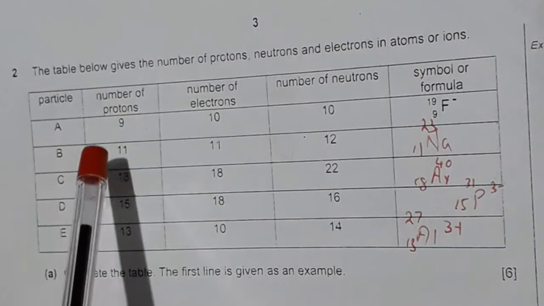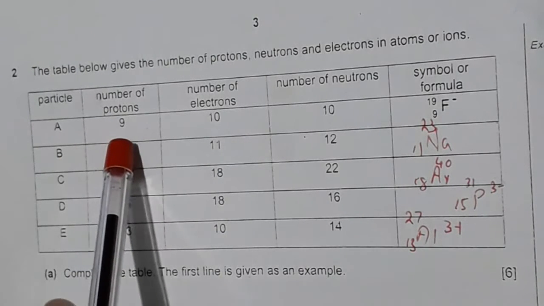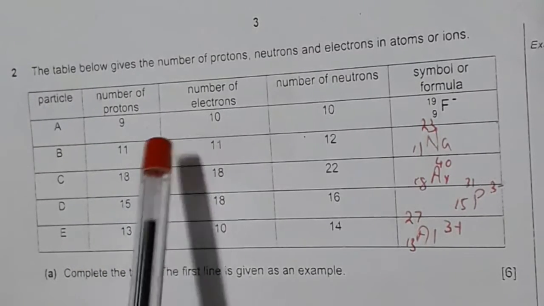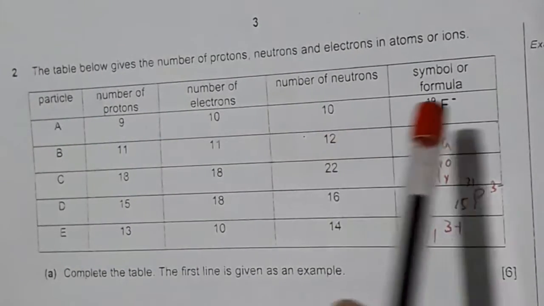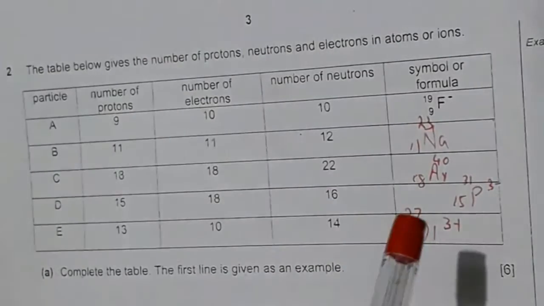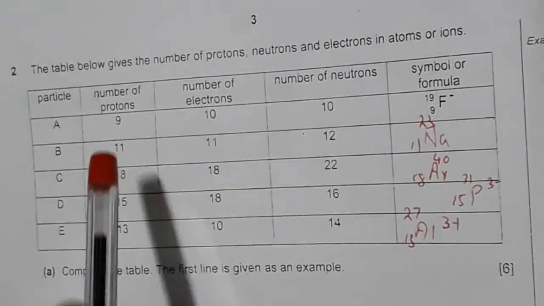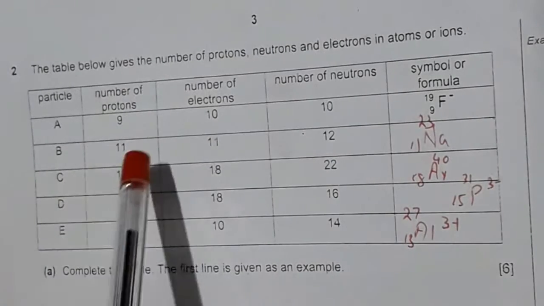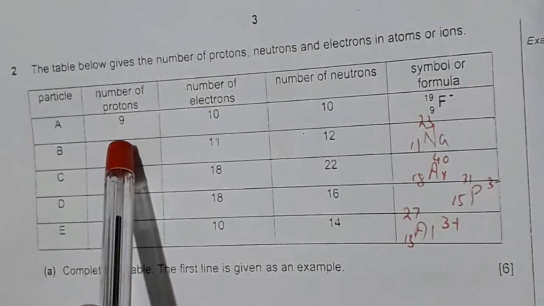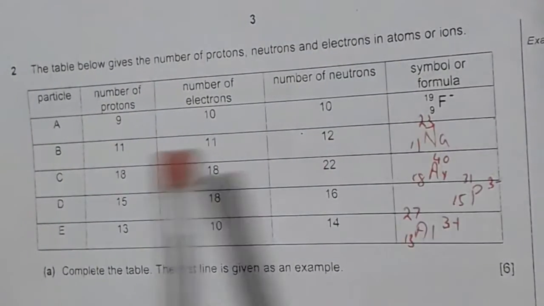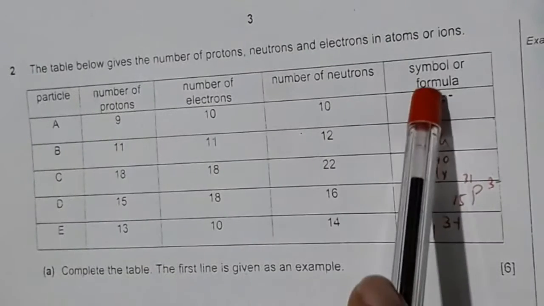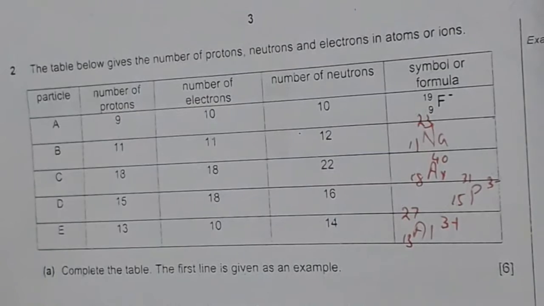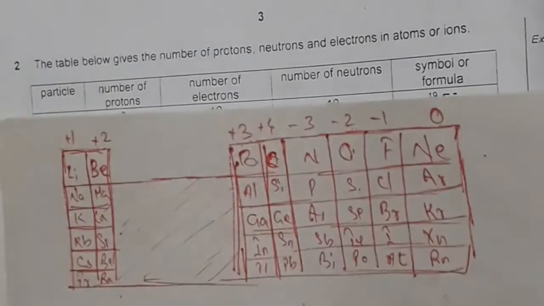The first one here: number of protons 9, number of electrons 10, number of neutrons 10. So which element is this? We have to focus on the number of protons. Which element consists of number of protons 9? Fluorine. So we have to complete here F. Use your periodic table.